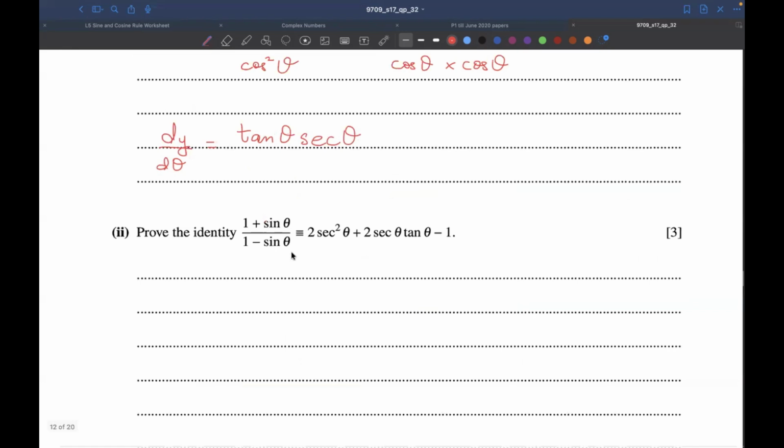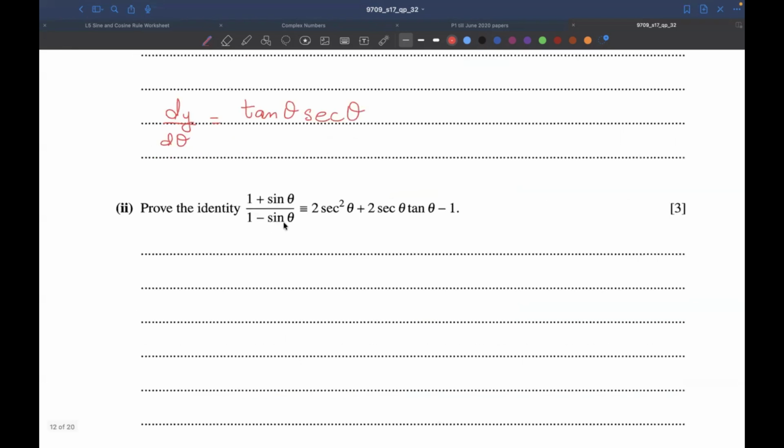In part 2, it says prove the identity (1 + sine theta) upon (1 − sine theta) is as given. Now, if you have to prove this to be what is given on the right hand side, to simplify this, we can start off by multiplying the numerator and denominator with the conjugate of the denominator. So what this actually means is we can write it as 1 plus sine, and we can multiply the numerator by 1 plus sine and the denominator by 1 plus sine as well.